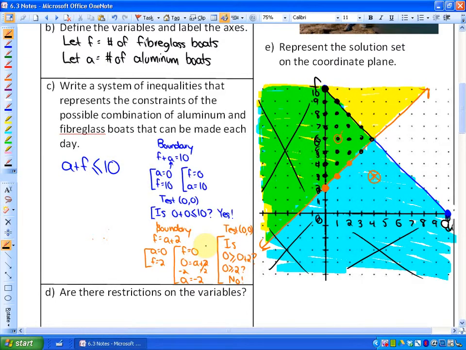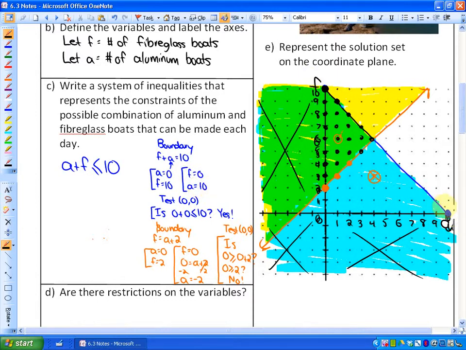Sorry about the orange part, that shouldn't be showing yet, but the boundary line would just be where f plus a equals 10. So if you substitute a equals 0, you get f equals 10. That's the point that we already have on the boundary line. Or f equals 0, we get a equals 10. And we have this point on the boundary line.